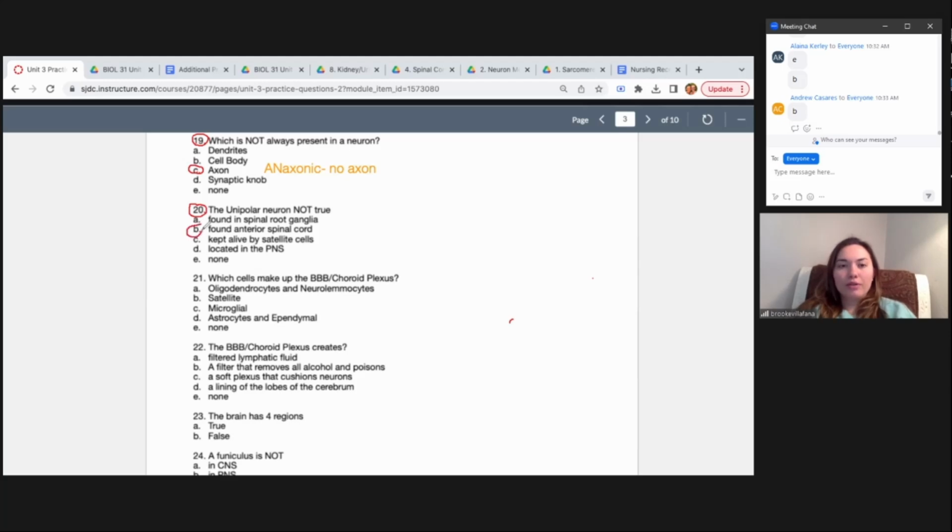Good. We know it's found in the dorsal root ganglion. The dorsal root ganglion is also called the spinal root ganglion. Ganglia is the plural form of ganglion. So spinal root ganglia is the location for the unipolar neuron. It's kept alive by satellite glial cells, and it's located in the PNS. It is not found in the anterior spinal cord. It would be found in the dorsal or posterior spinal cord. Good job. Question 21. Which cells make up the blood-brain barrier or choroid plexus?